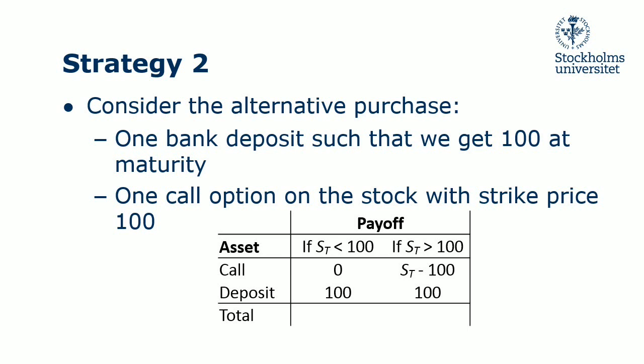Now, what will be the total payoff of this strategy? That is the total of the payoff of its components. If the price of the stock at maturity is below 100, then no matter what happens, the payoff will be 100. However, if the price of the stock happens to be above 100 at maturity, then the payoff will be just the price of the stock at that point.